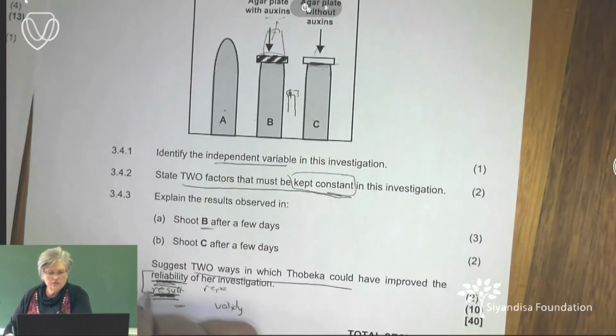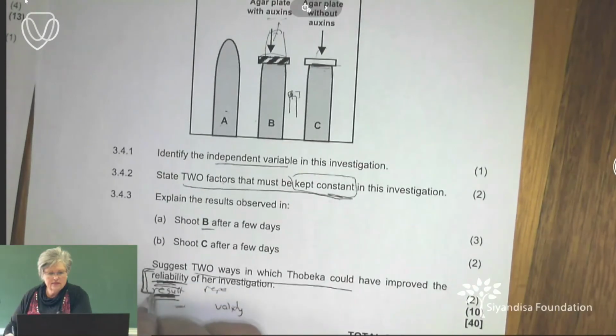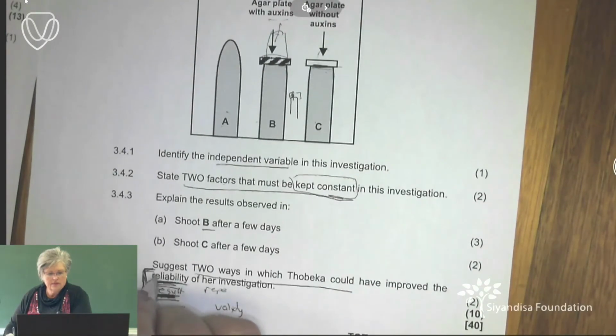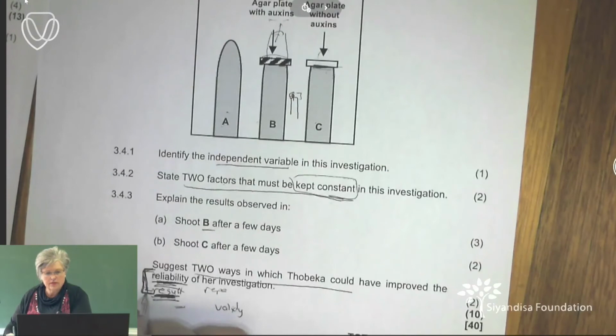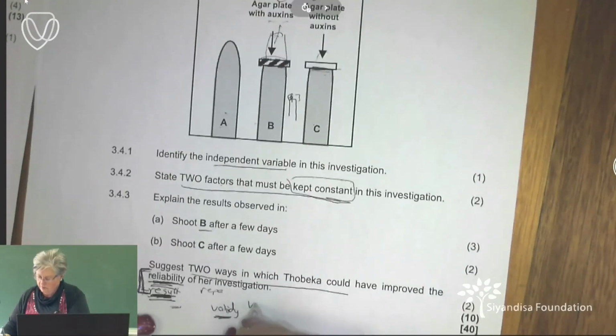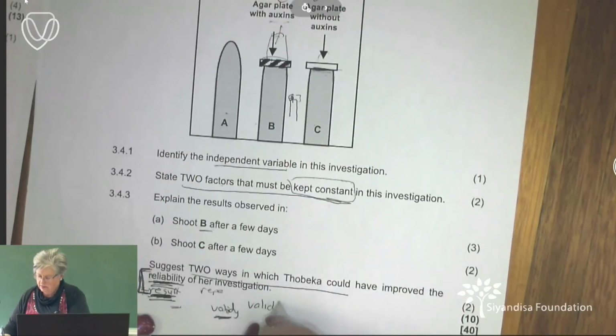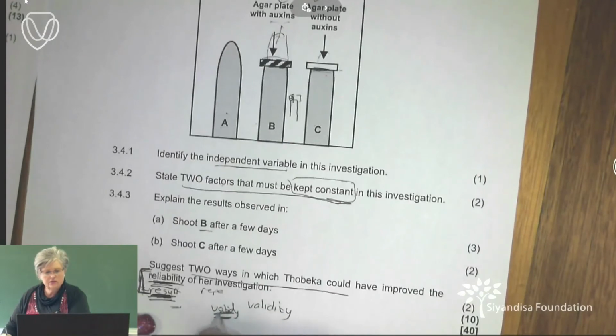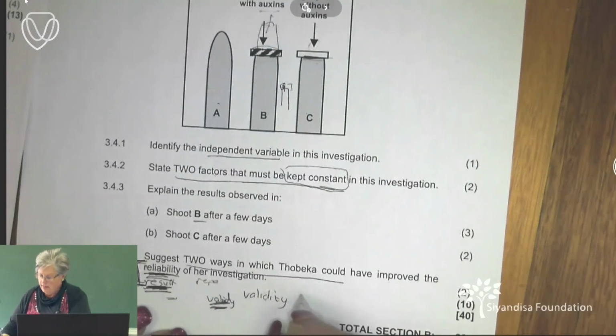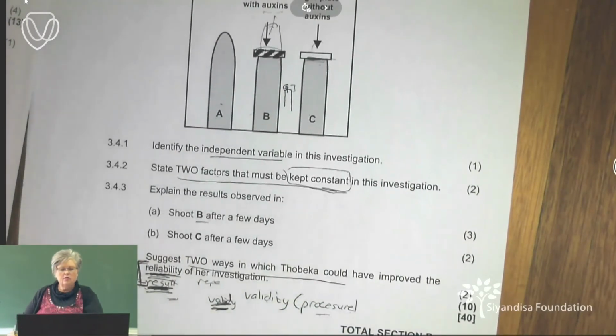That is for your level 7 candidates. You must know reliability has to do with how I can improve my results. Validity is the other word that has to do with experiments. If the examiners ask you something about validity, they will ask you to describe how I can better my procedure.